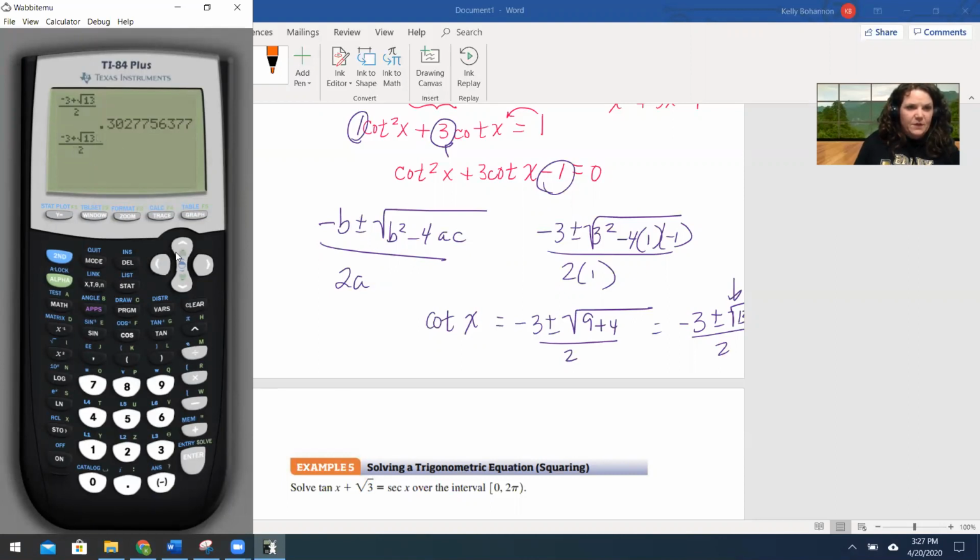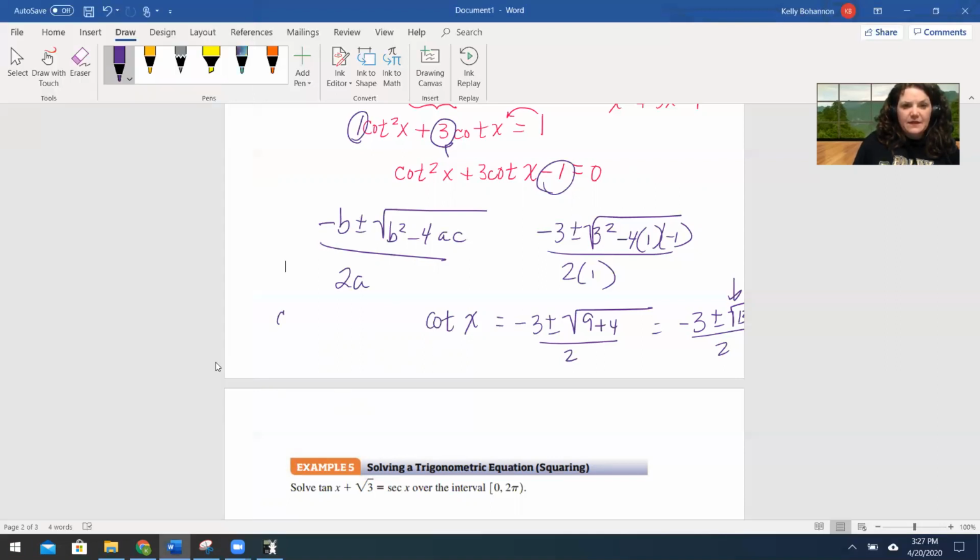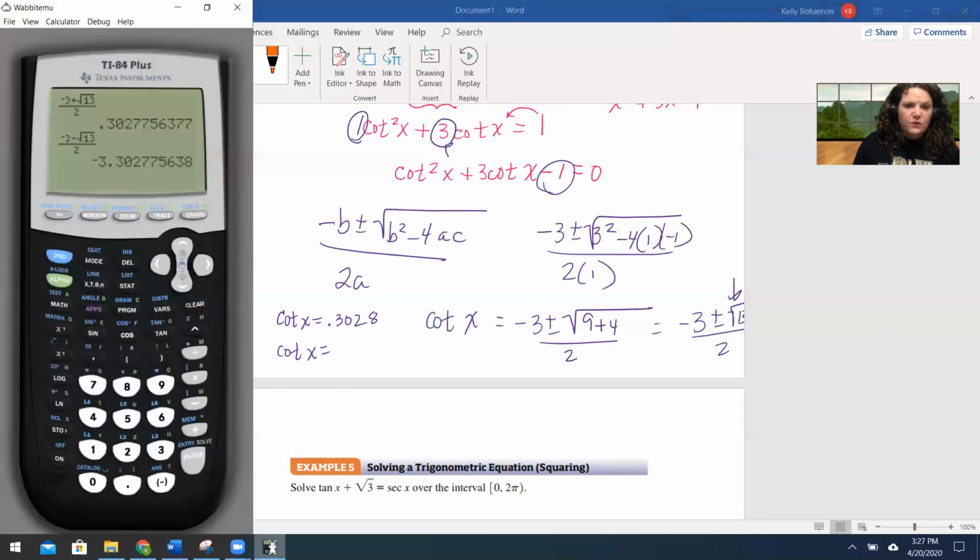Then I'm going to do the same thing with a minus. So now I have 0.3028. So cotangent x equals 0.3028, and cotangent x equals -3.303.